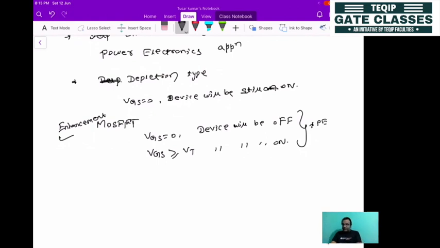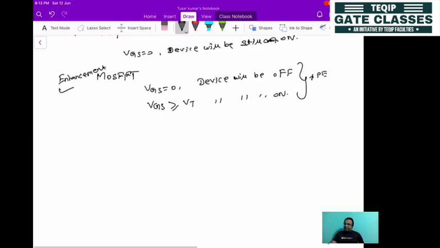So this is nothing but the transfer characteristics. But more or less, we are very much interested in the output characteristics as far as power electronics is concerned. The output characteristics are divided into three different regions. What are the three different regions? The first one is called the cutoff region.